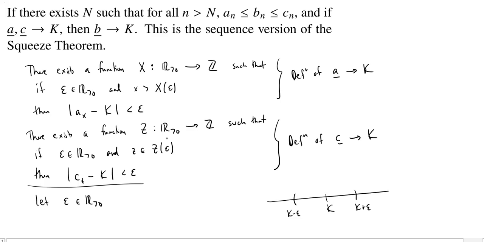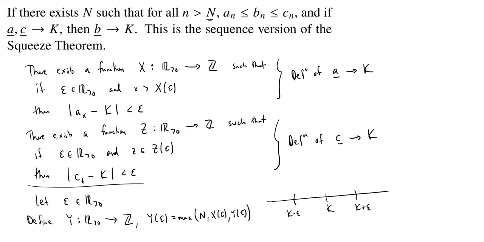Z of epsilon. So let's define a function. We'll define some Y from the positive reals to the integers, and Y of epsilon is going to equal whatever the max value is there of this number n that we had in the hypotheses, as well as X of epsilon, as well as Z of epsilon. So we just go out so far that everything we want to happen happens, all right? We know that our a's and c's are going to live inside of this interval, and we also know that the b is going to live in between the a and the c.